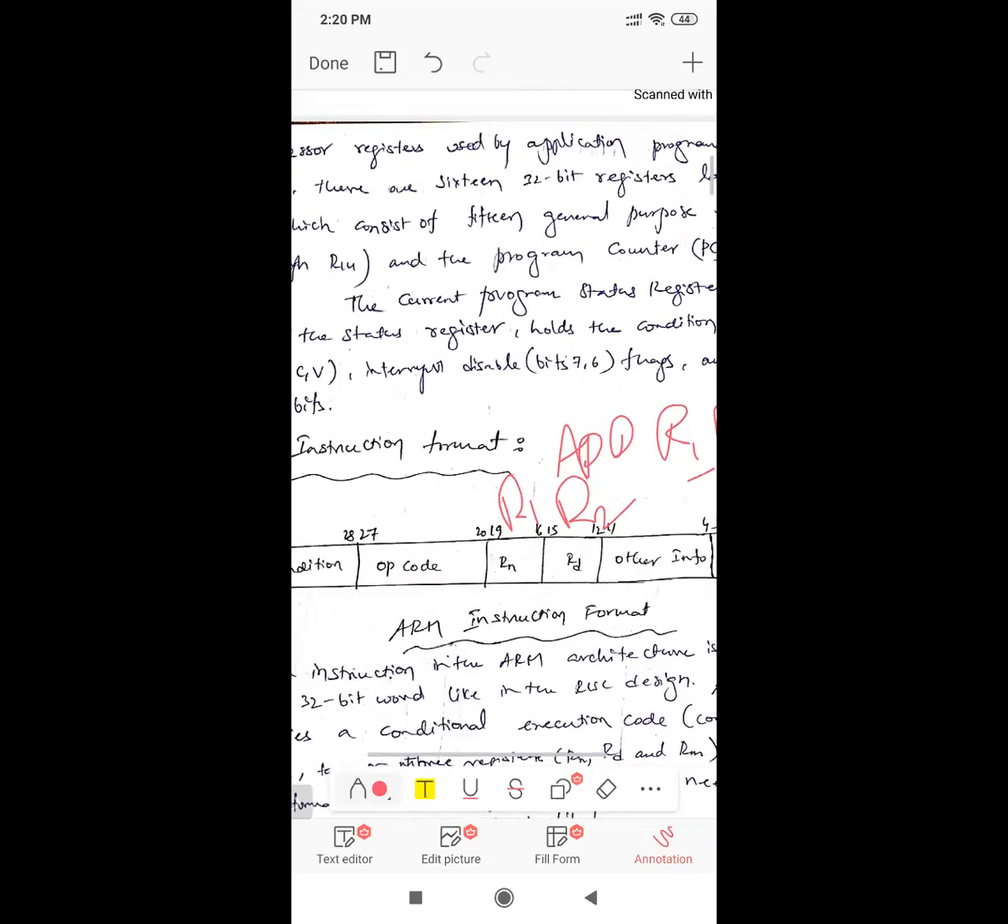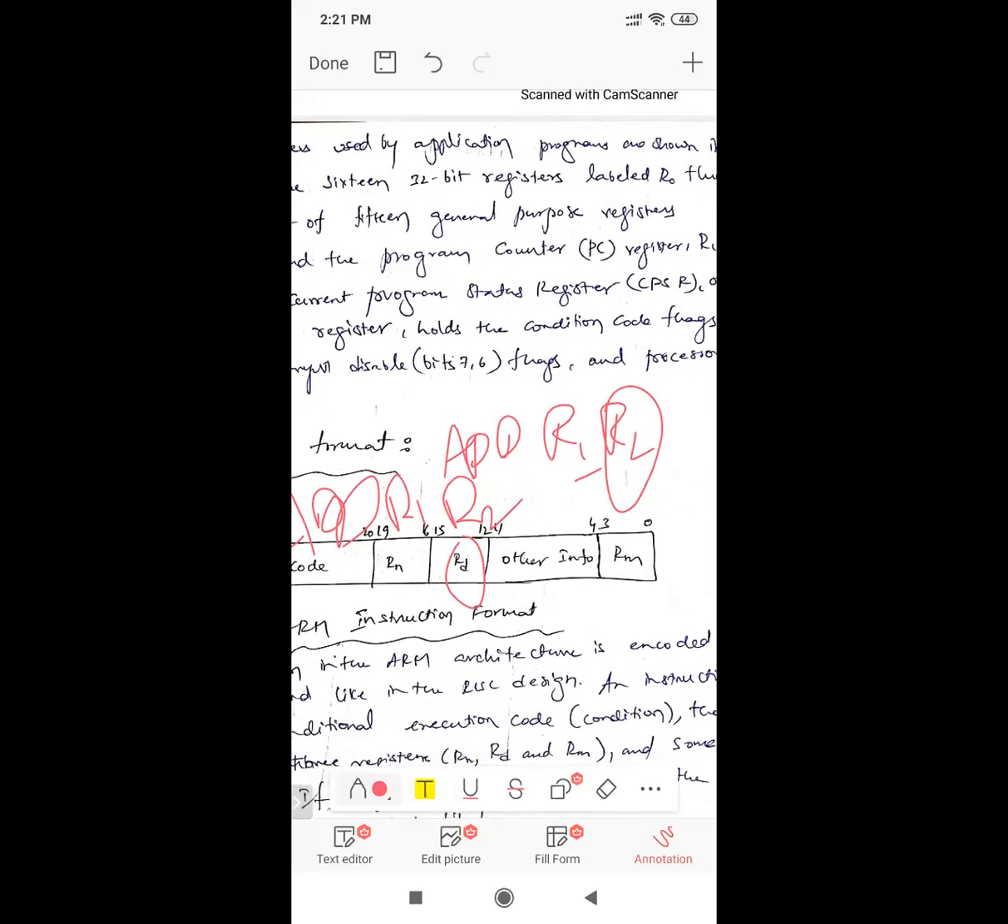The opcode is add, and Rn is R1, Rd is R2. Then the R1 content and R2 content are both added, and the result is again transferred to the Rd register only. Otherwise, consider add R1, R2, R3. Now what happens? R1 and R2 are added. The result is transferred to the R3 register.